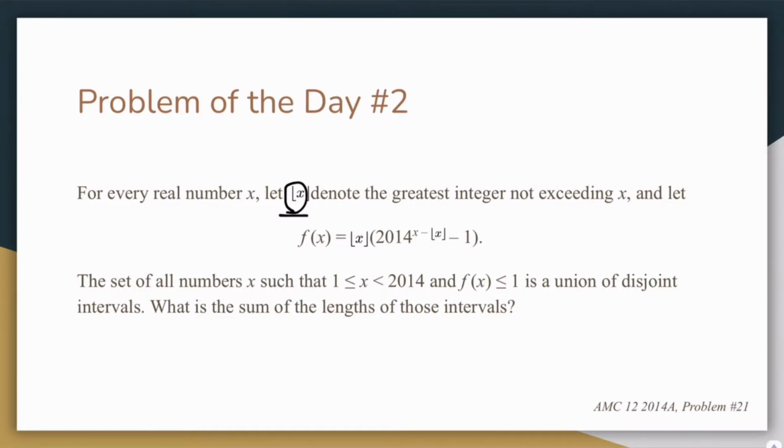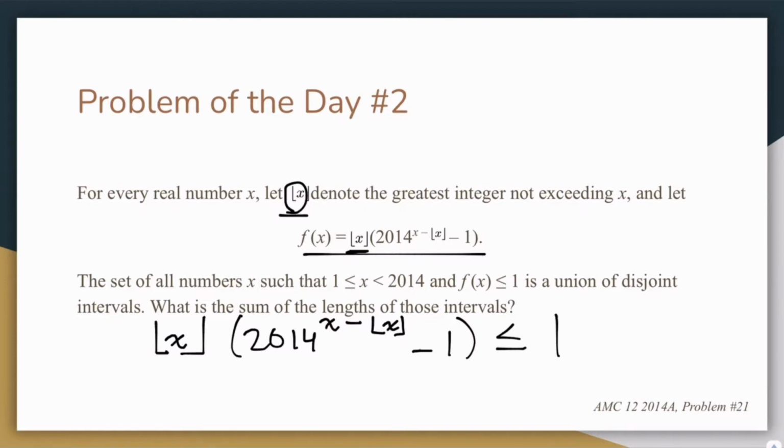So, although this problem looks quite complicated, we can simplify it with some manipulation. Since 1 is less than or equal to x is less than 2014, we know that the floor of x is always greater than or equal to 1. So we can transform this equation into an inequality. The floor of x times 2014 to the x minus the floor of x minus 1 is less than or equal to 1. And we can rearrange to get 2014 to the x minus the floor of x is less than or equal to the floor of x plus 1 over the floor of x.